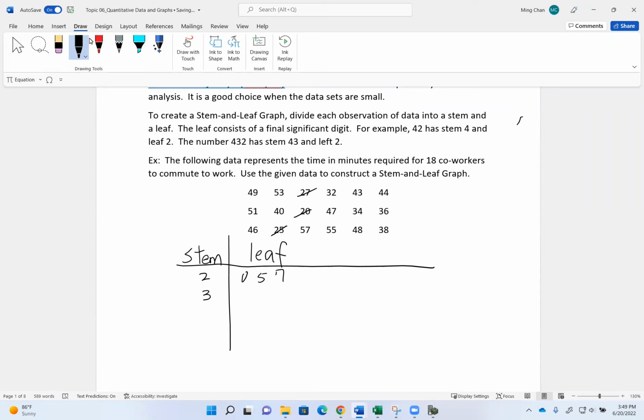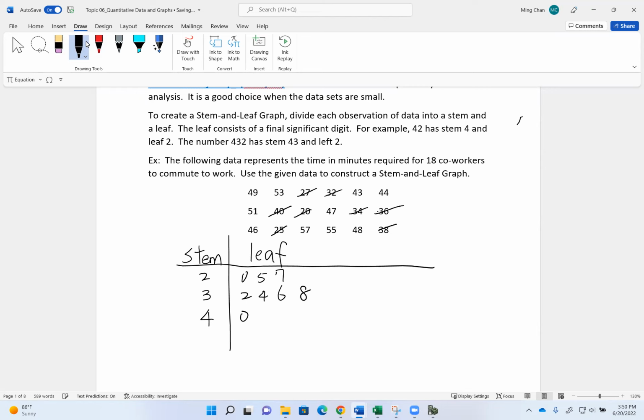So all these numbers are in the 30s. So 32. So look around, 36, 34. All right, the 40s. Stem 4, last value is 40. And let's see. Oh, there's a 38.